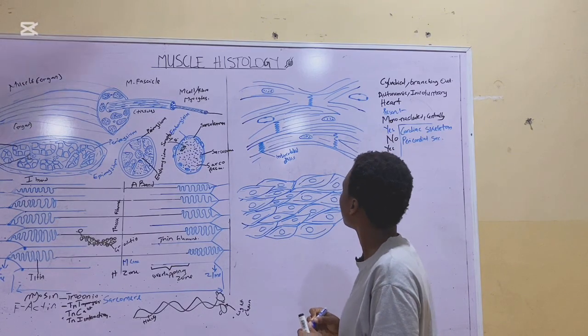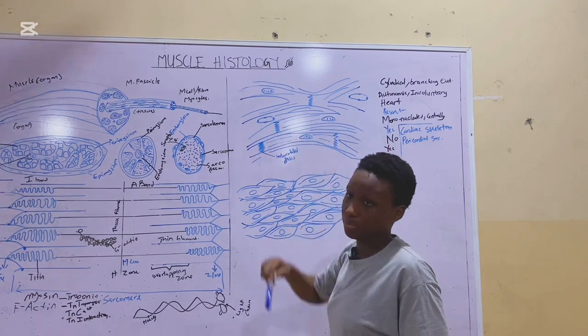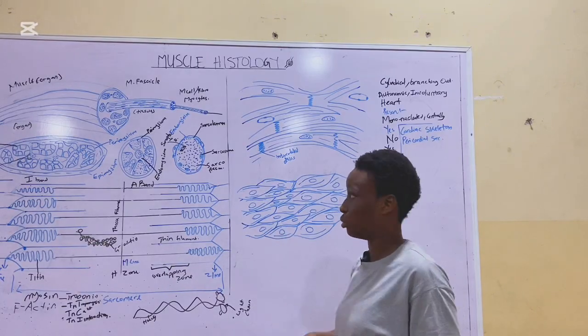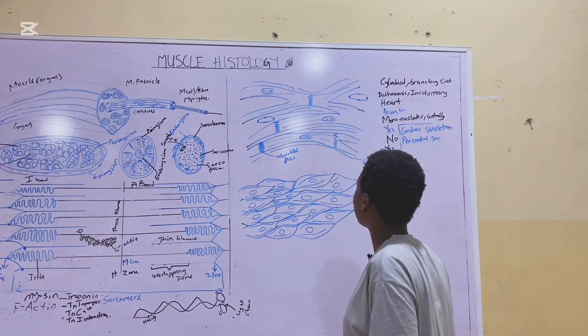Cool. This is our nucleus, this is our nucleus, this is our nucleus. This is the capillary. I told you, a blood vessel at the microscopic level will look like that. That's our capillary. These are the intercalated discs.